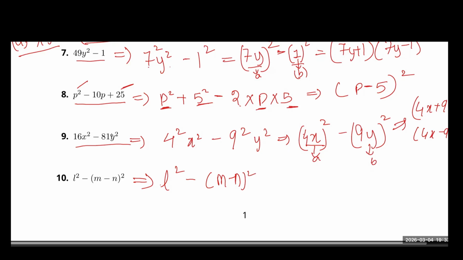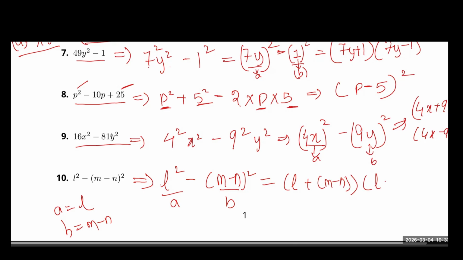How can we write this one? Same. The value of a here is l, the value of b is m minus n. What is the formula for a square minus b square? a square minus b square equals a plus b into a minus b. Correct? So a plus b into a minus b.